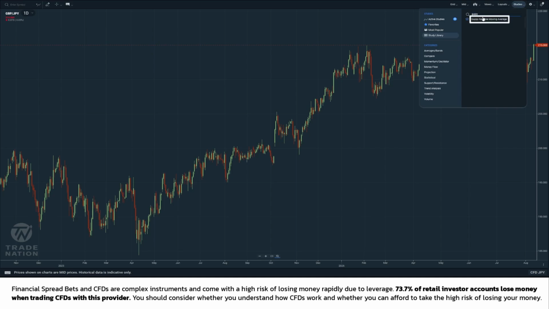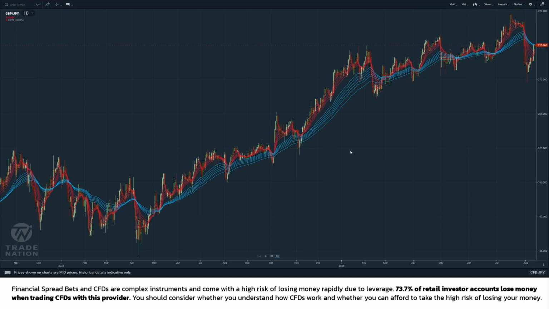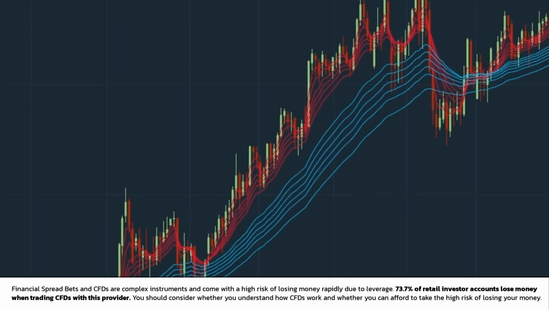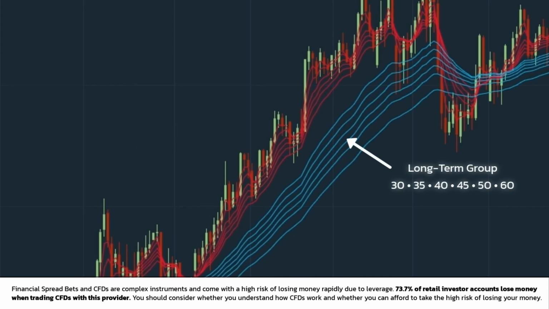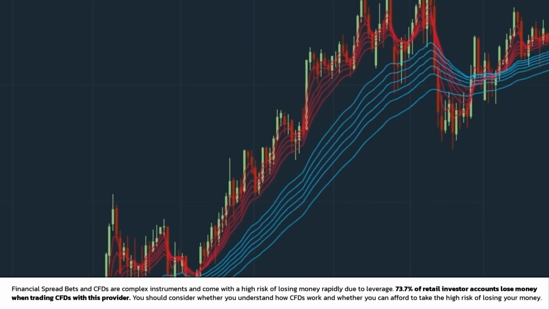Once added, the indicator appears directly over price as two groups of exponential moving averages. The short-term group uses periods of 3, 5, 8, 10, 12, and 15. These averages respond more quickly to recent price movement. The longer-term group uses 30, 35, 40, 45, 50, and 60 periods. These move more slowly and provide a broader view of the prevailing trend.